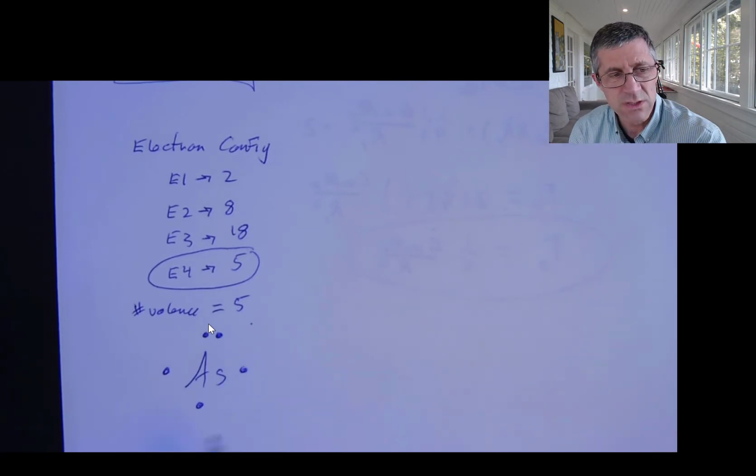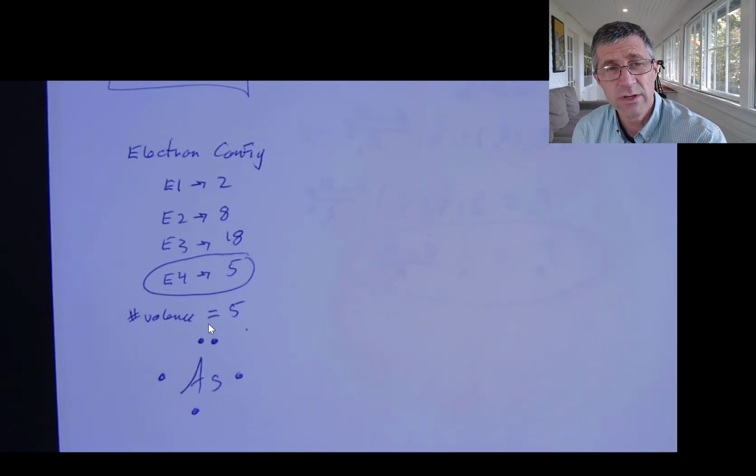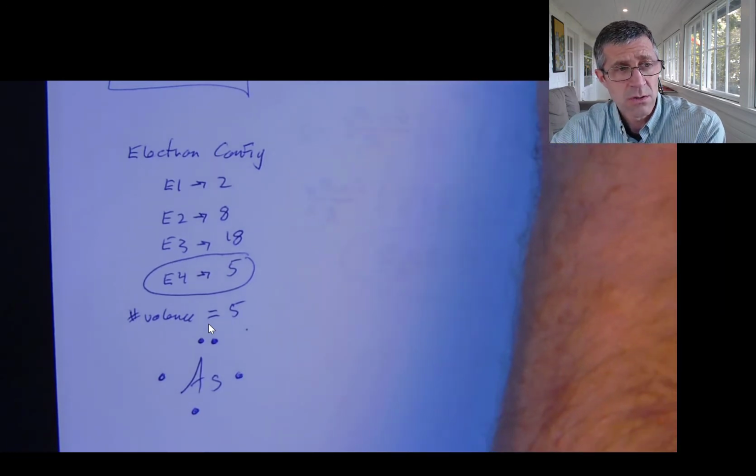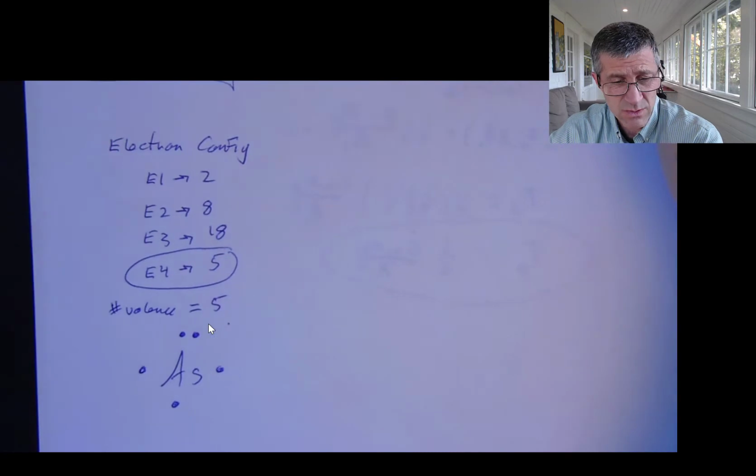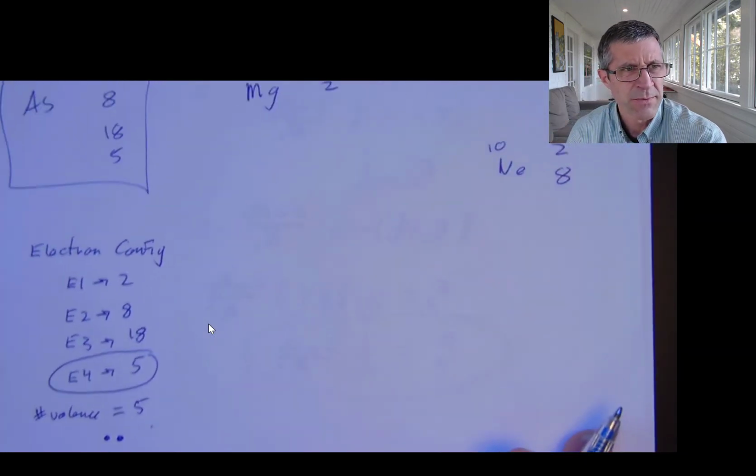So this is the Lewis dot structure for arsenic, which is a really handy way for us to show what's happening in an element. And we're going to expand upon this when we start making compounds. We'll get into using Lewis dot structures for that as well.